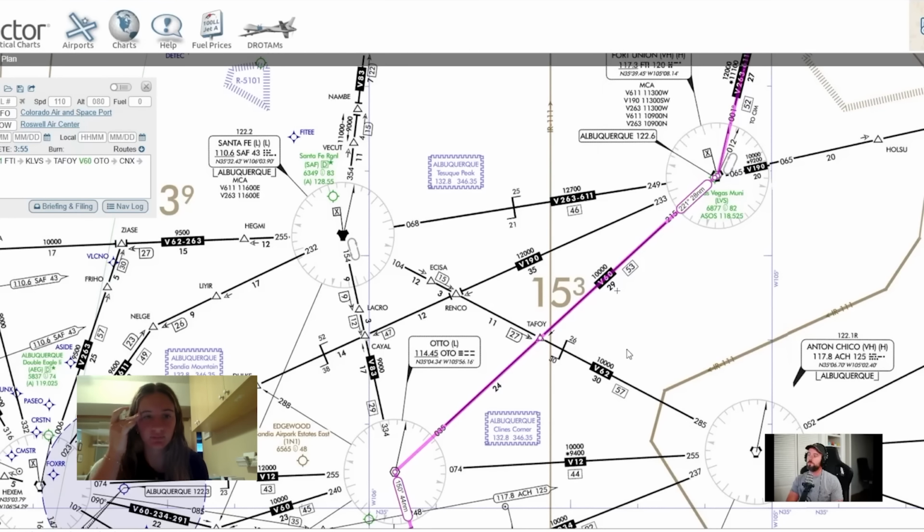Wait, sorry, say that one more time. So our clearance limit is Tafoy. Our expect further clearance time is 1905. We're about to reach Tafoy, and it is currently 1750. What are we going to do when we reach Tafoy before our expect further clearance time? Yeah. We're going to hold and plan to leave the fix as close to our expect further clearance time as possible. Awesome. What direction am I going to hold?